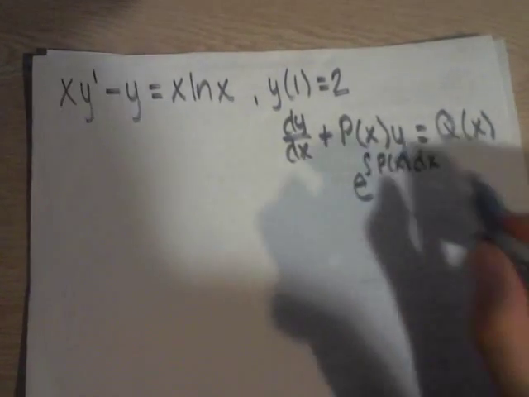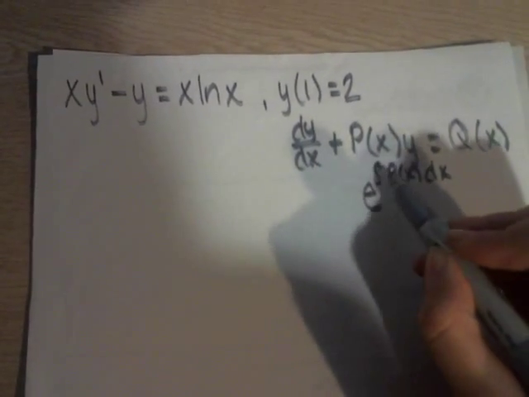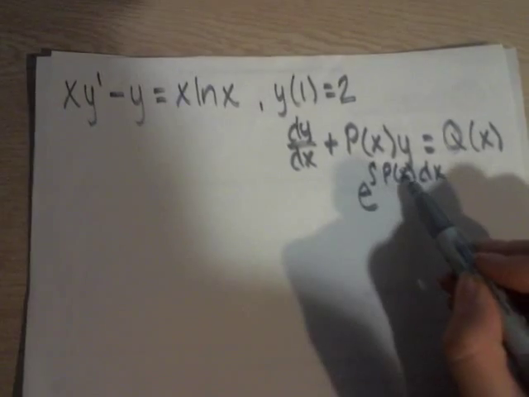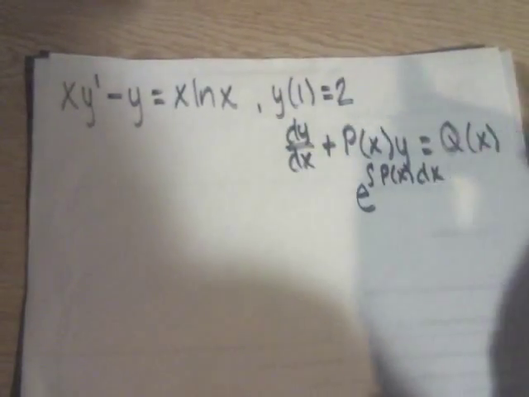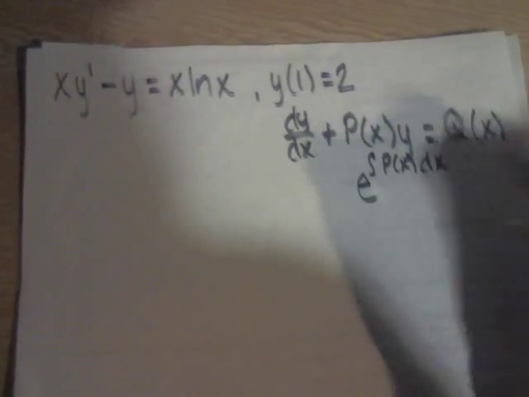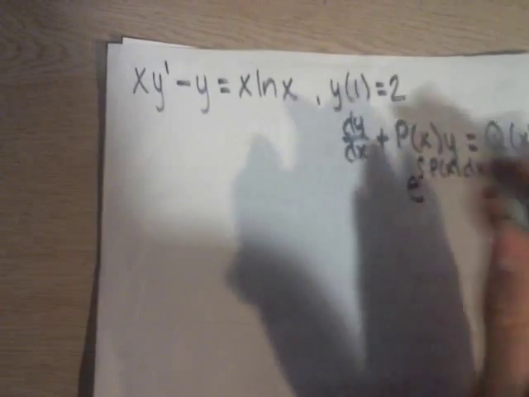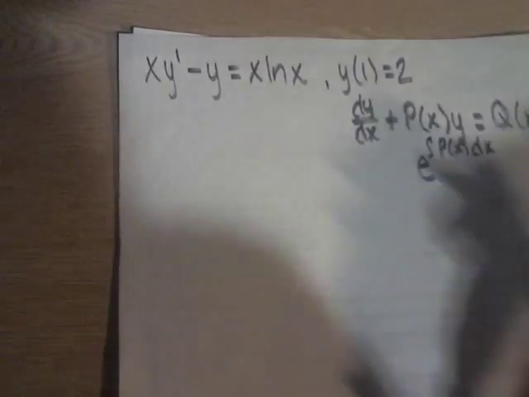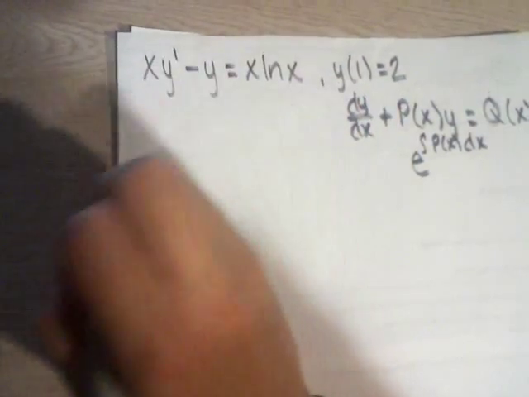We also have to remember that our integrating factor is e raised to the integral of p of x, which is this function of x right there, dx. To start this problem, we have to start by getting y prime by itself to fix this dy over dx. So we start by dividing everything by x.